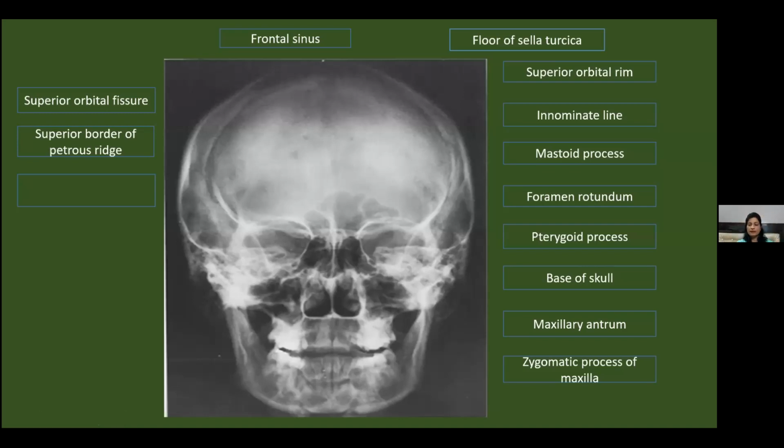An anterior frontal projection or a coronal projection. Can you see the frontal sinuses? I can see the frontal sinuses, orbits, maxillary sinus, mandible, maxilla, and in this mid region, there is a lot of superimposition. I can also see the petrous ridge. So these are the structures which can be visualized.